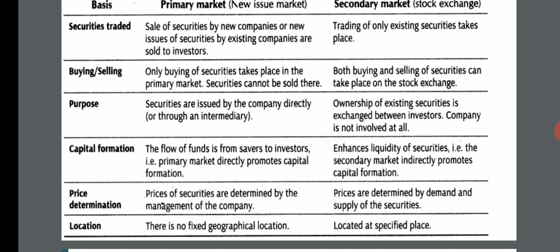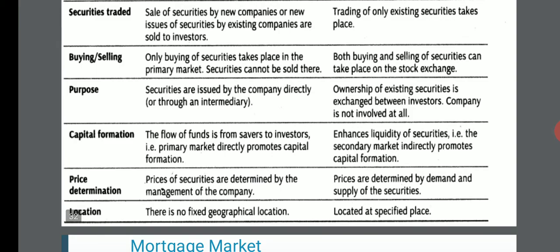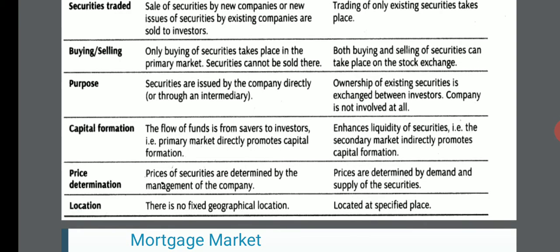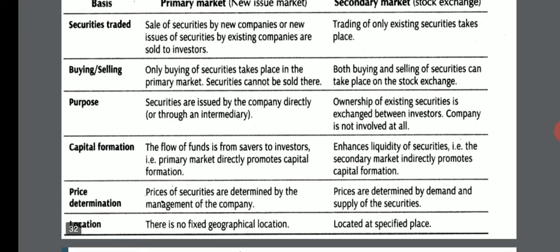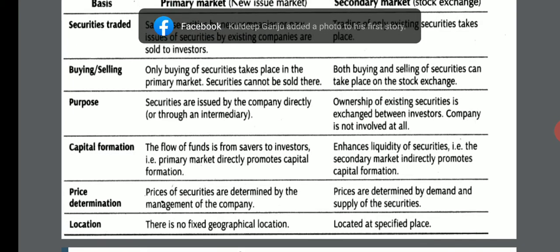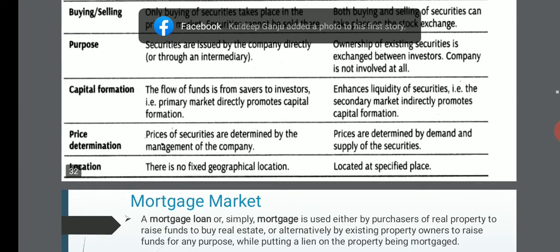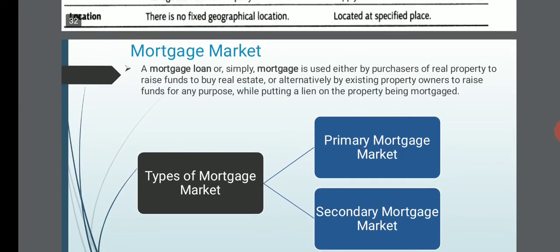Price determination: the price of securities is determined by the management of the company in the case of the primary market, whereas prices are determined by demand and supply of the securities in the case of the secondary market. Location: there is no fixed geographical location for an IPO, that is the primary market, whereas the secondary market is located at a specified place. Let us talk about the mortgage market.